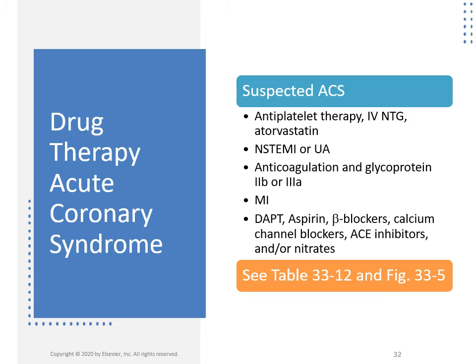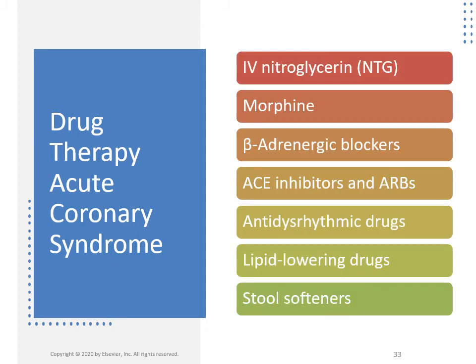Okay, so let's talk about the drugs used in acute coronary syndrome. IV nitroglycerin is used in the initial treatment of patients with acute coronary syndrome. Sublingual nitro can be used until IV nitroglycerin is prepared. The goal of therapy is to reduce angina pain and improve coronary blood flow. IV nitroglycerin decreases preload and afterload while increasing myocardial oxygen supply. The onset of action is immediate.